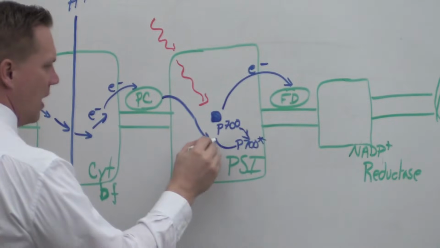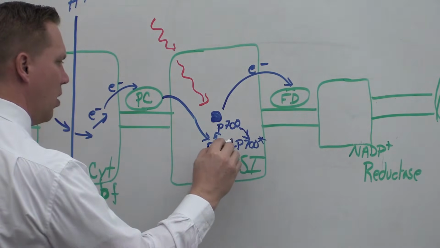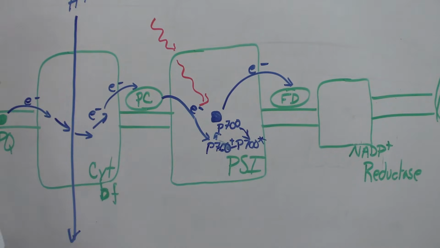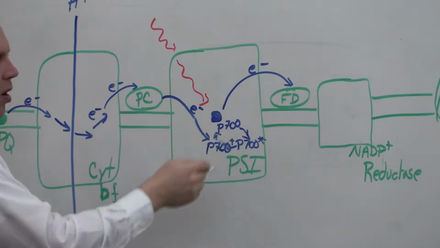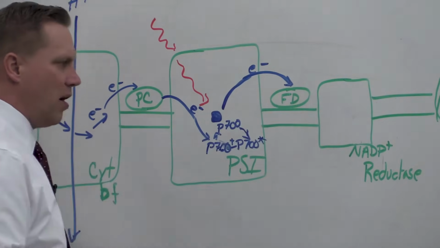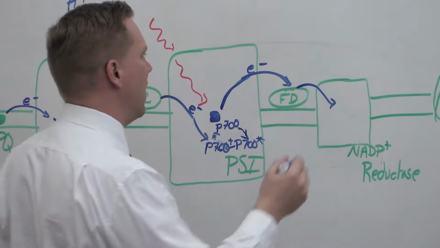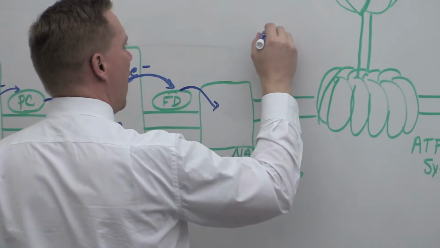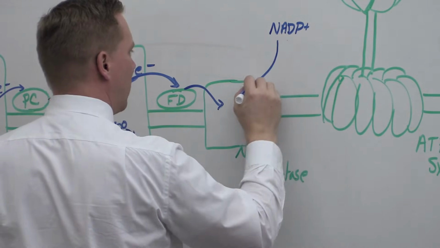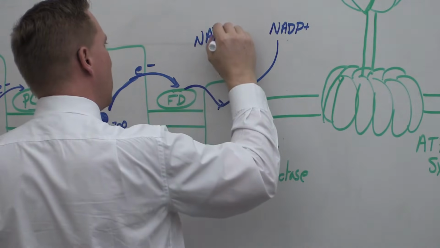And then in order to replenish P700, so we get P700 plus, this electron from plastocyanin is going to come down and replenish that P700 plus and allow this cycle to happen all over again. In the meantime, the electron that was excited and shuttled off goes to ferredoxin. Ferredoxin passes it to the NADP plus reductase, and we have, as its name implies, NADP plus. This cofactor comes in. It actually picks up those electrons and forms NADPH.